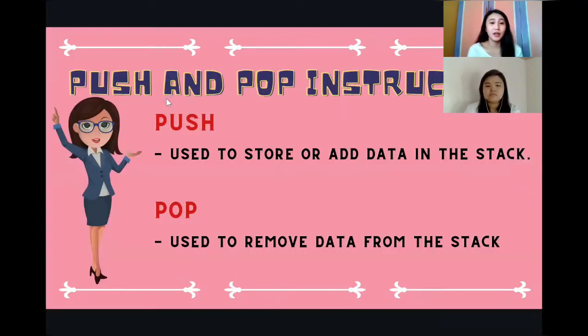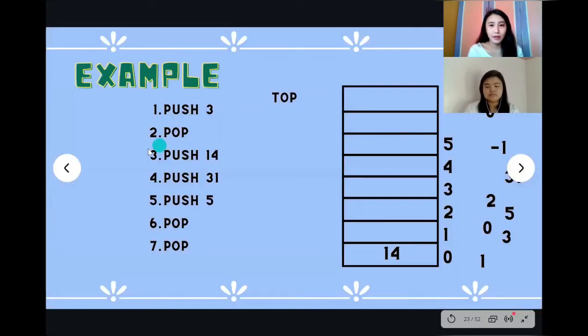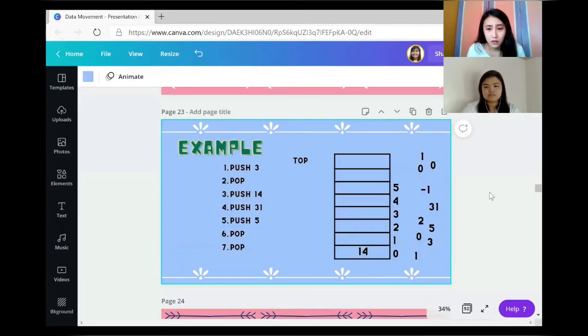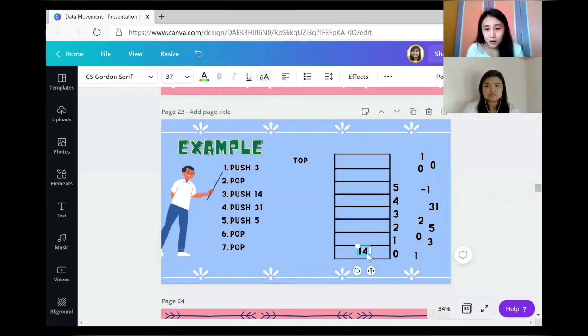And then the next one is the push and pop instruction. Push instruction, it is used to store or add data into the stack, and then the pop instruction, it is used to remove data from the stack. So let me give an example for you to better understand what push and pop is.